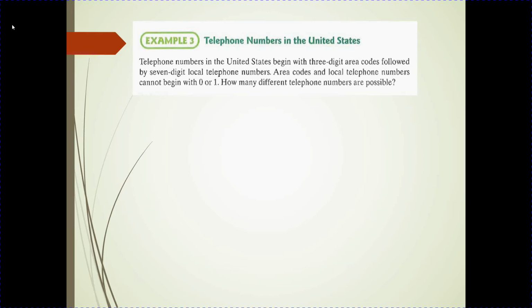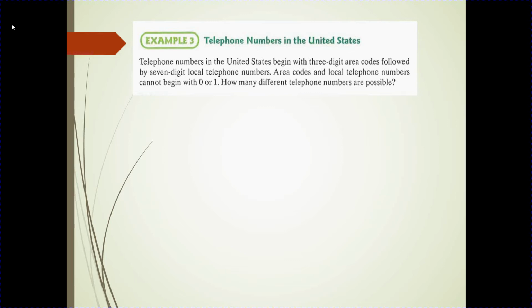There are two things that are included in the telephone number. The first one is the area code, and the next one is the telephone number. The telephone number contains 7 digits, and the area code has 3 digits. But one thing that you should focus on: the area code and the local telephone number cannot begin with 0 or 1.